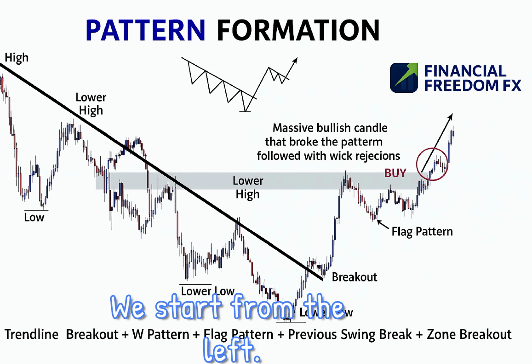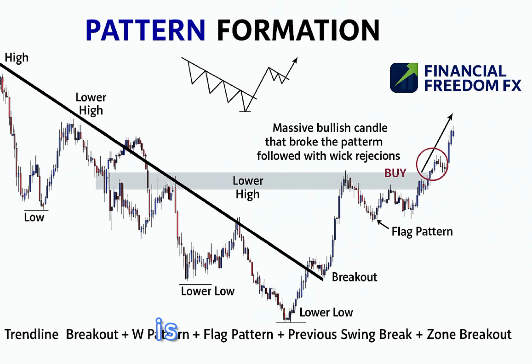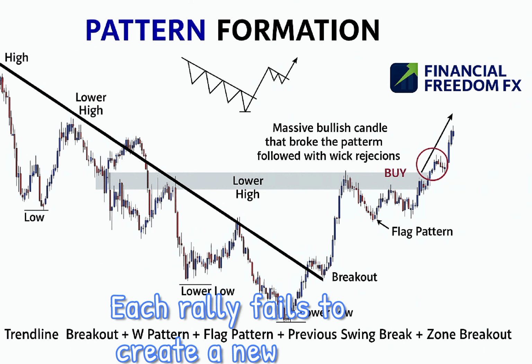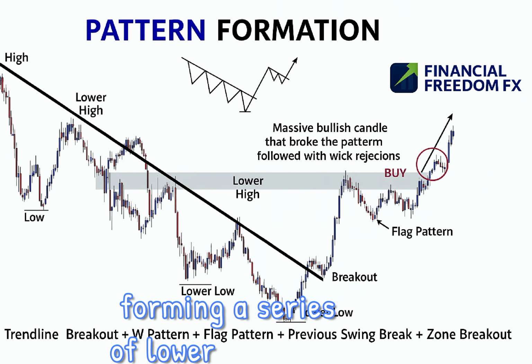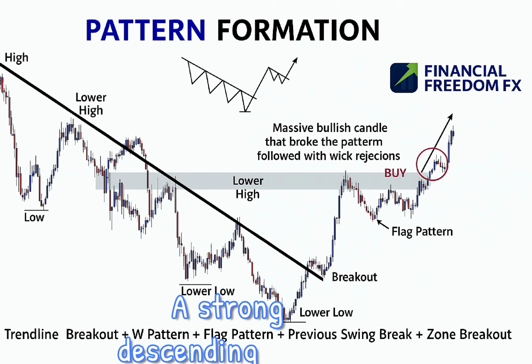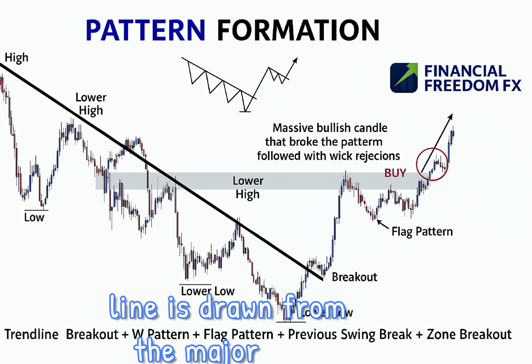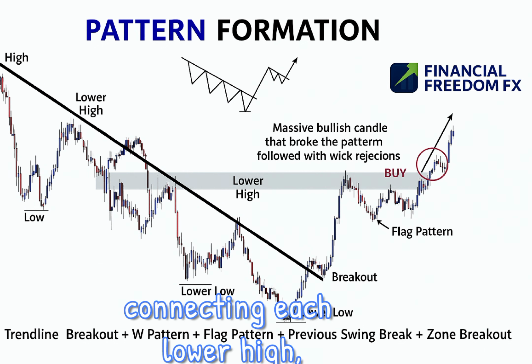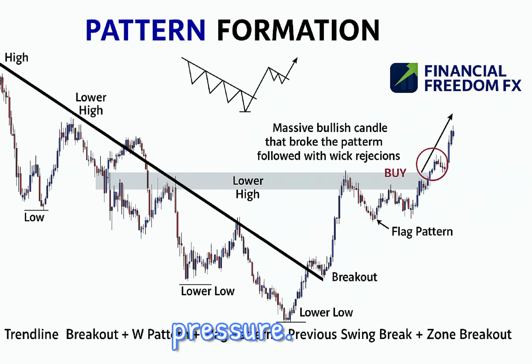We start from the left. Notice how the market is in a clear downtrend. Each rally fails to create a new high, forming a series of lower highs and lower lows. This tells us the sellers are still in control. A strong descending trend line is drawn from the major high, connecting each lower high, showing the bearish pressure.